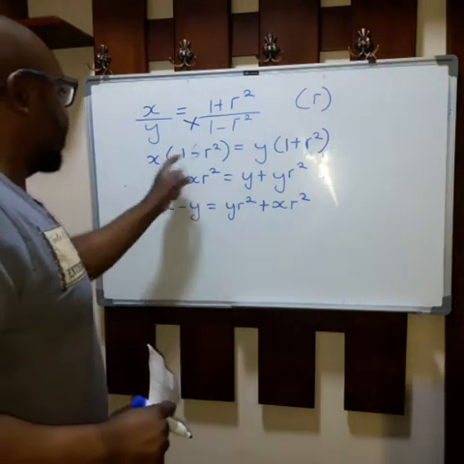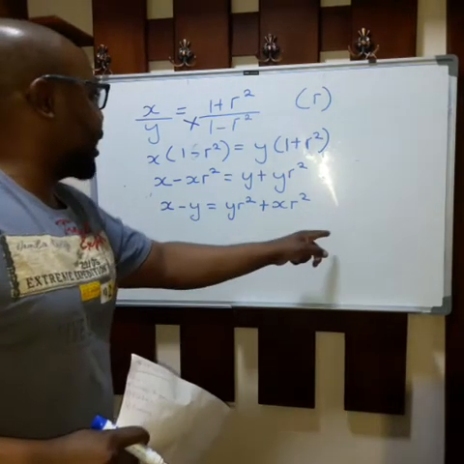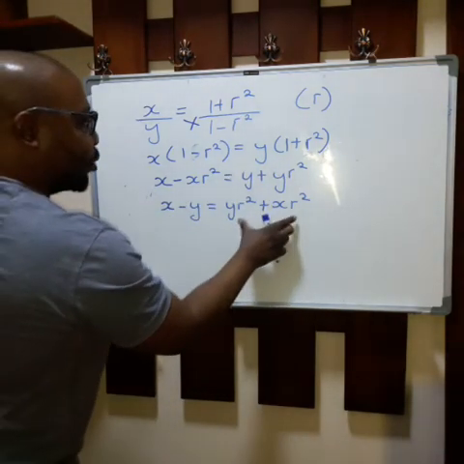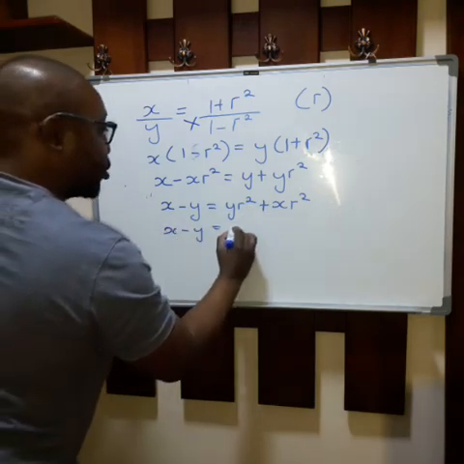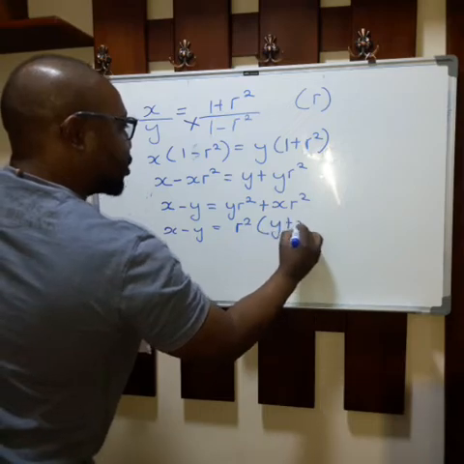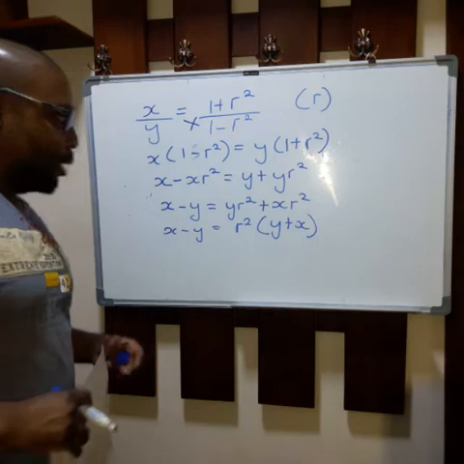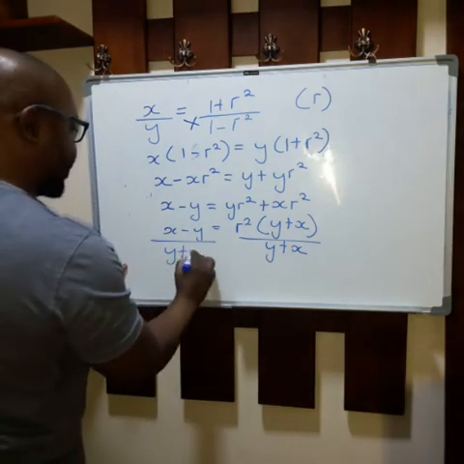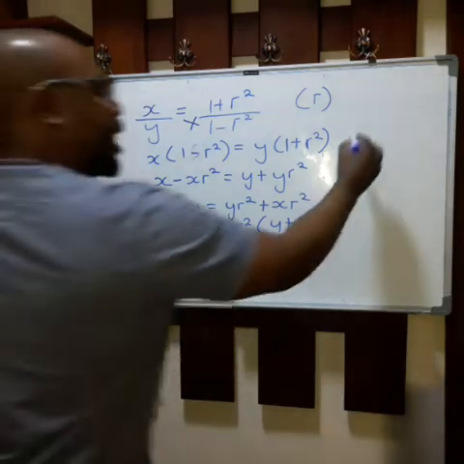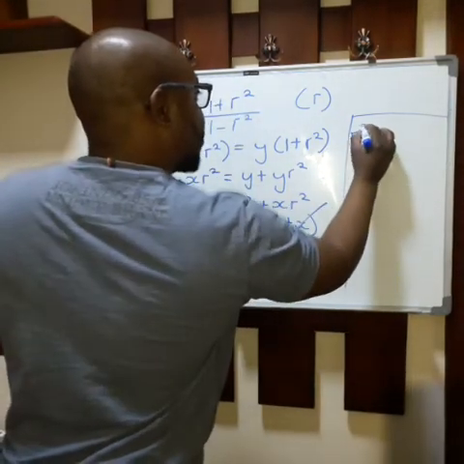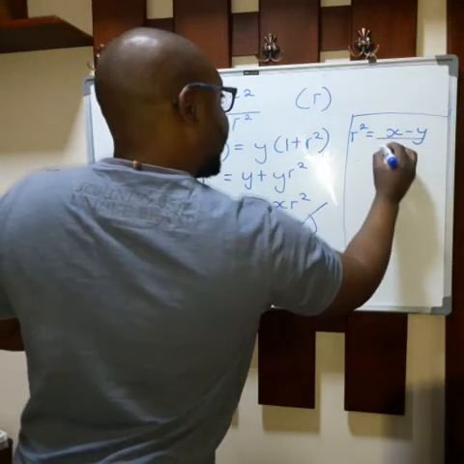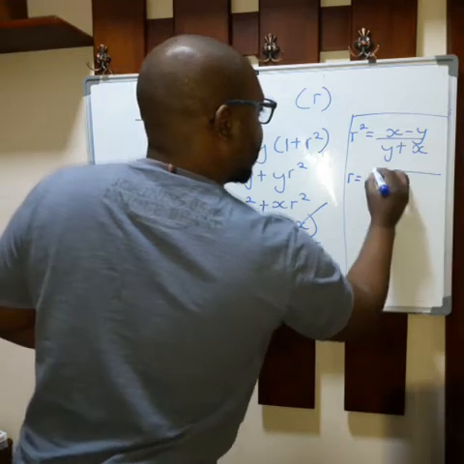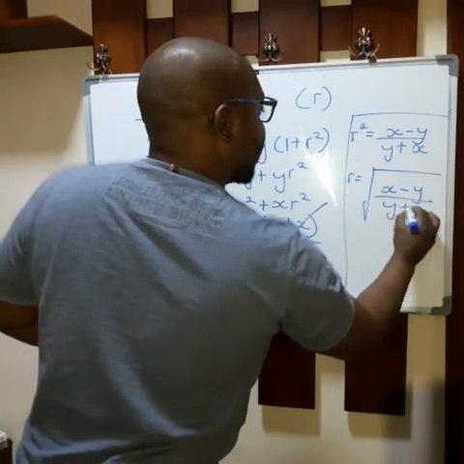Okay, so this variable to jump to the right side, and this term y to jump to the left side. So I can factor out r squared, so it will be x minus y is equal to r squared open bracket y plus x close bracket. The next thing I can do, I can divide both sides by y plus x. I can also divide by y plus x. So I cancel the right side, and what I remain with is r squared is equal to x minus y over y plus x. So if I want to find r, I have to root the right side. R is equal to root of x minus y over y plus x.